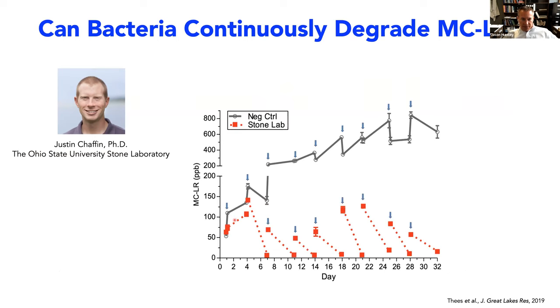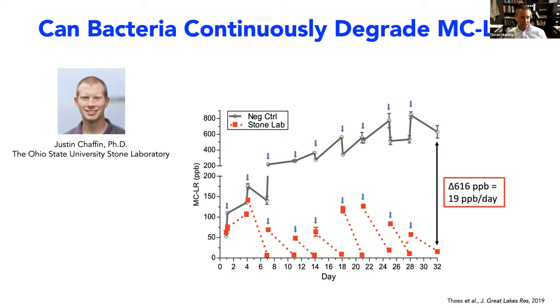After a few days of adjustment, you can see here on day 5, we add microcystin, it goes down. We add microcystin, it goes down. We did this 8 different times over the process of a month, and the toxin kept getting degraded to almost zero. If you add this up, we put 616 parts per billion in both samples, and the bacterial sample degraded 19 parts per billion per day.